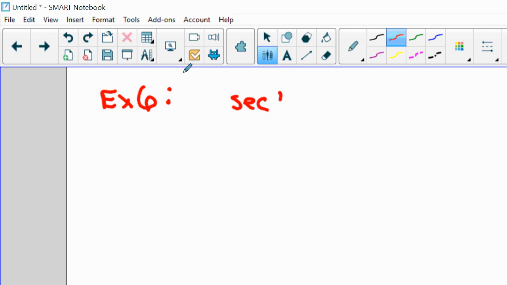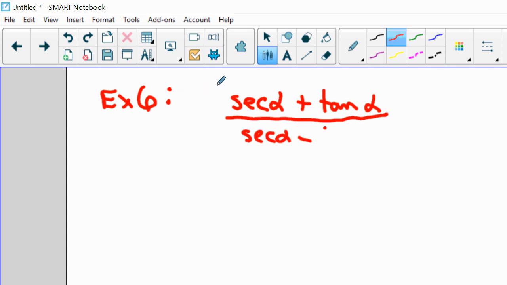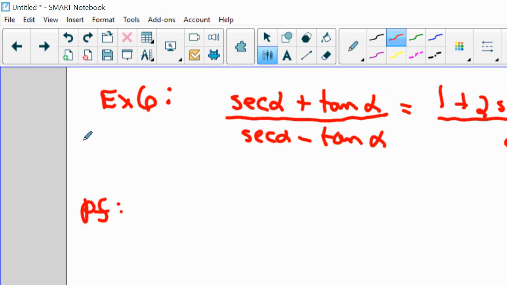secant alpha plus tangent alpha over secant alpha minus tangent alpha equals 1 plus 2 sine alpha plus sine squared alpha over cosine squared alpha. Proof. Now you look at the left, you look at the right. Now you could go yard sale on this and convert everything to sines and cosines and just go crazy.